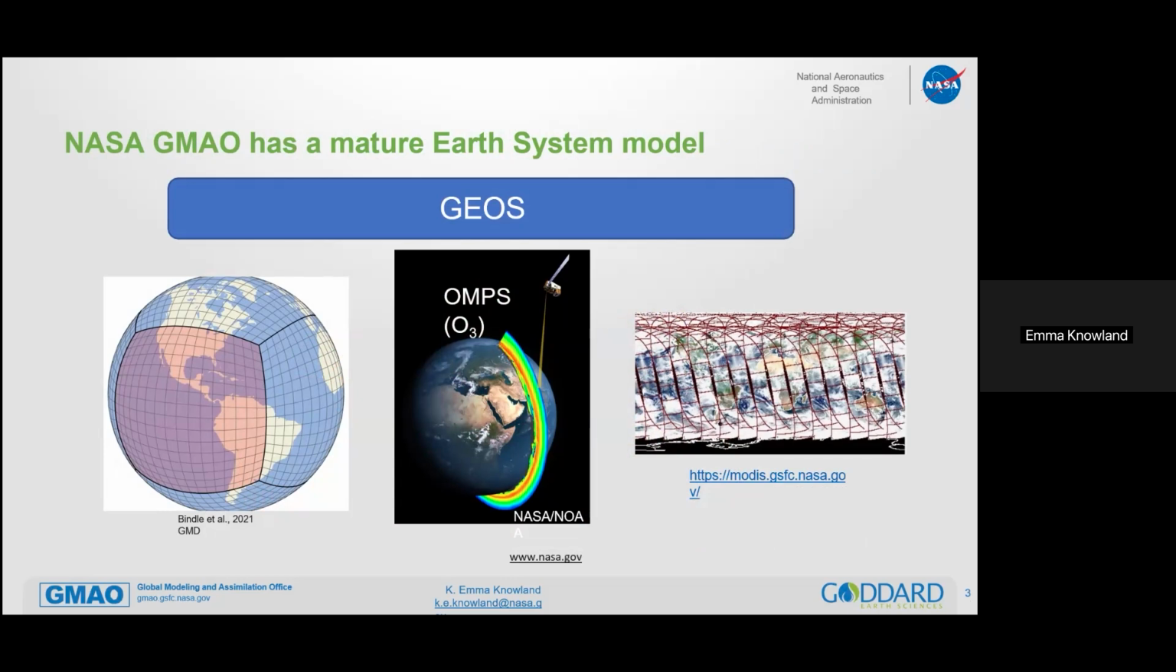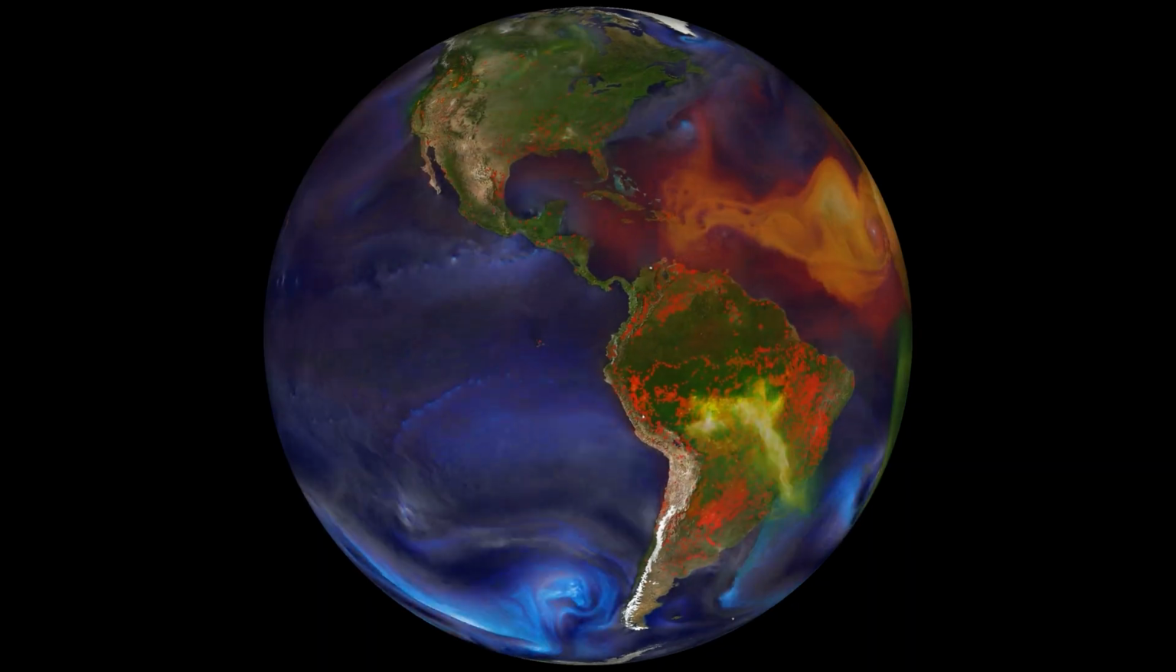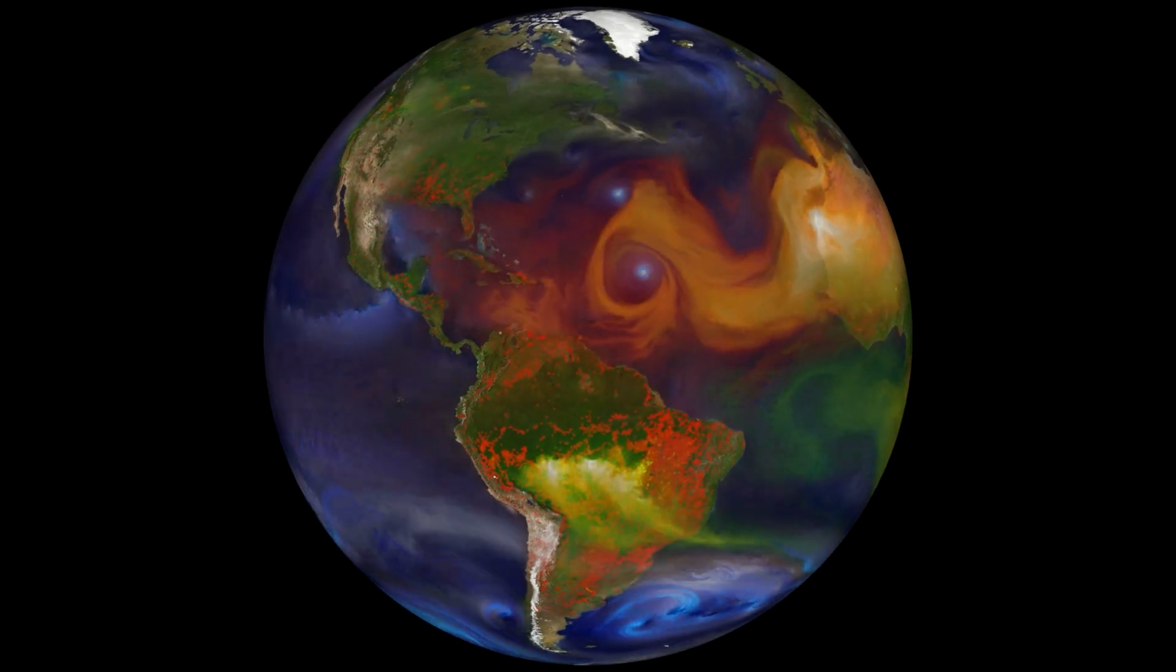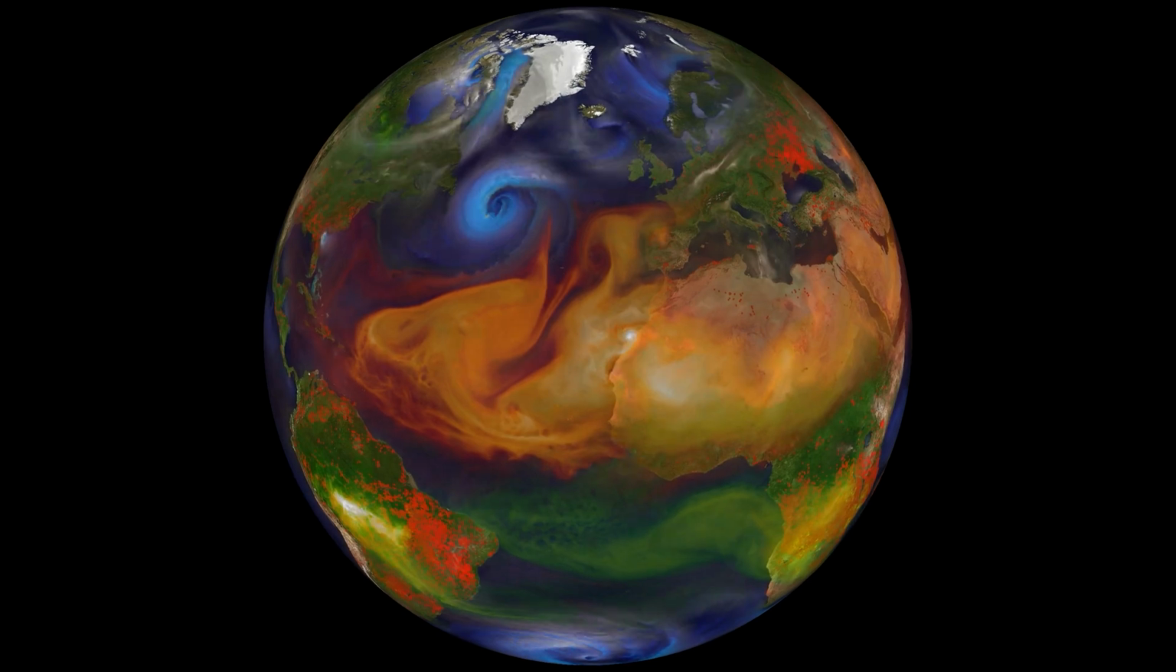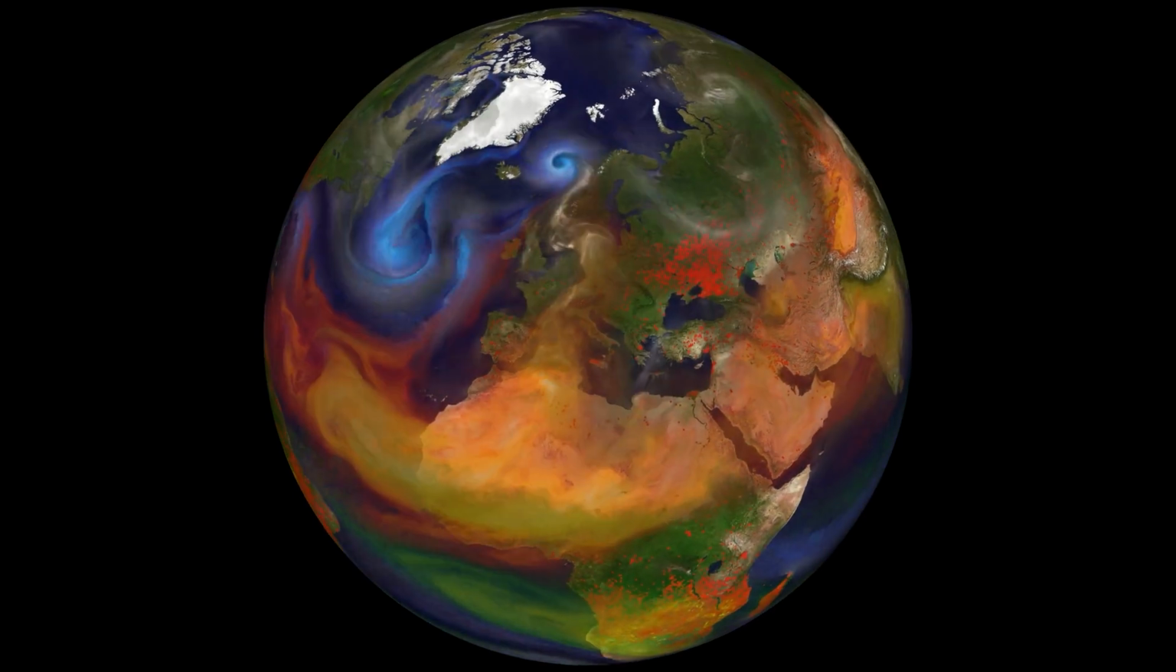So we get global coverage from space of many different pollutants, but the temporal frequency for global coverage can sometimes be on the order of several days, not hours, depending on the instrument. At GMAO, we specialize in what's called data assimilation, a process where we combine observations and models together using governing equations of physics within a model. And this is an image of an animation which shows our flagship model, which has simple chemistry for aerosols.